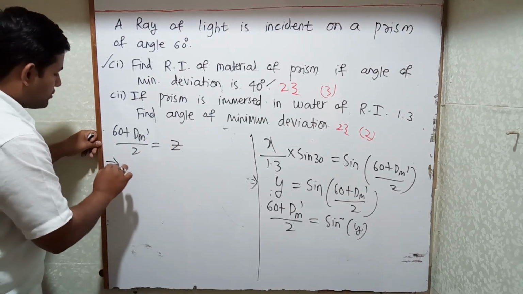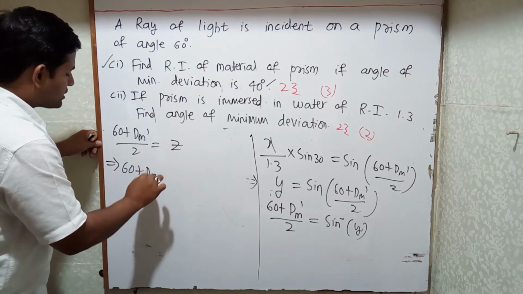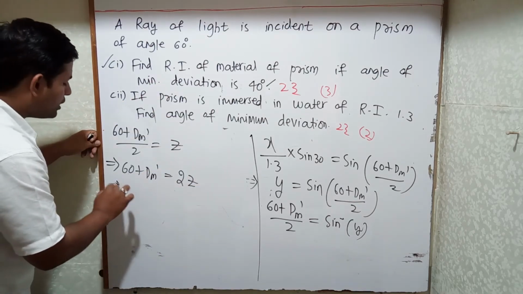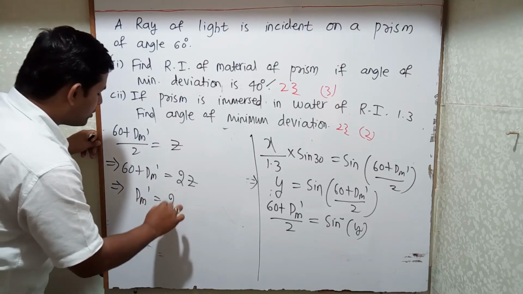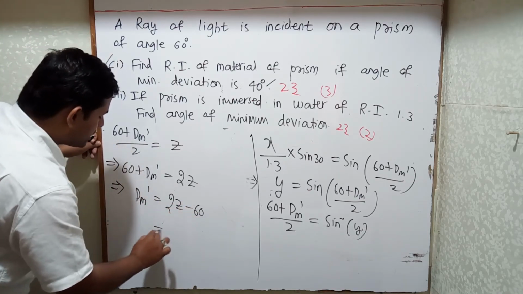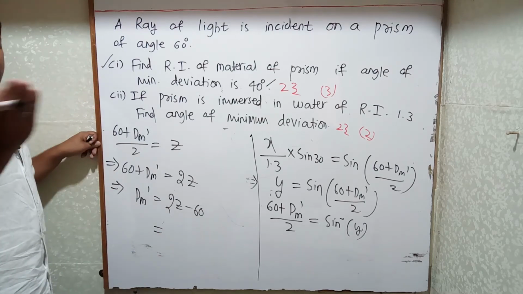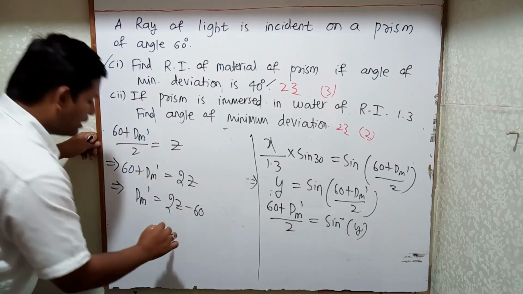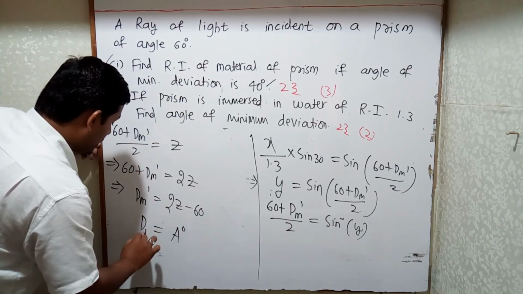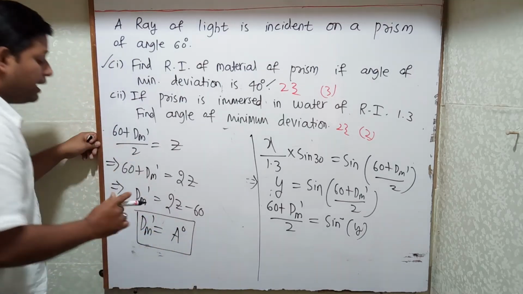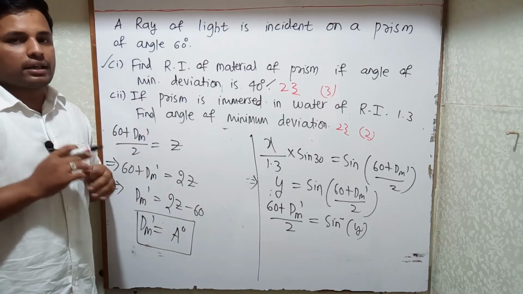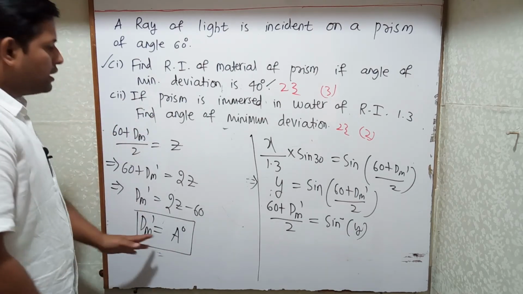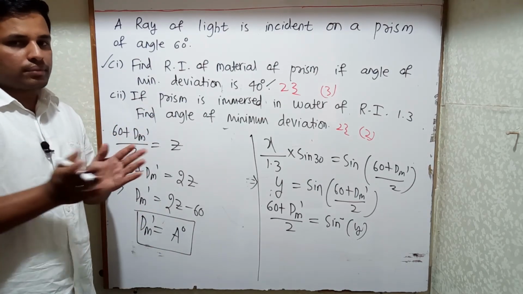Values you are going to get 60 plus dm dash is equal to 2z. What I want is dm dash. dm dash is equal to 2z minus 60. Whatever value comes, let us call it as xyz. It is completed now. Let us call it as something like, I don't know, a degree, something a. Now in exam don't write x, y, z, a and all. You have to calculate. You know how to calculate. If you don't know, watch other YouTube videos and get to know what to do here. This is how you are supposed to do these problems.